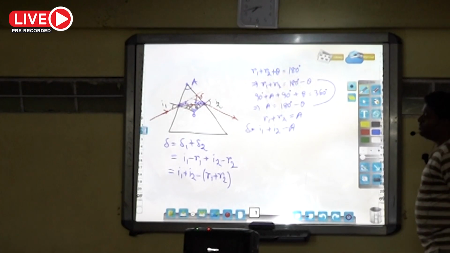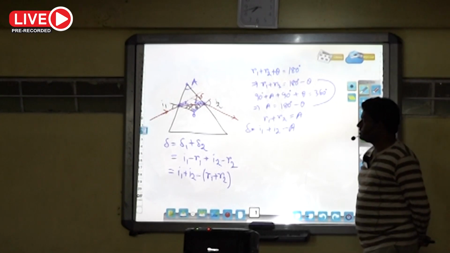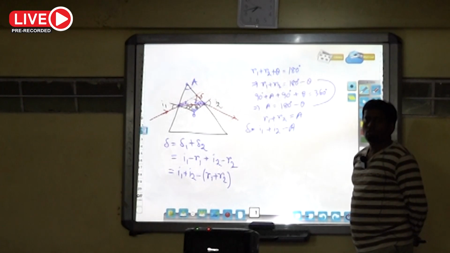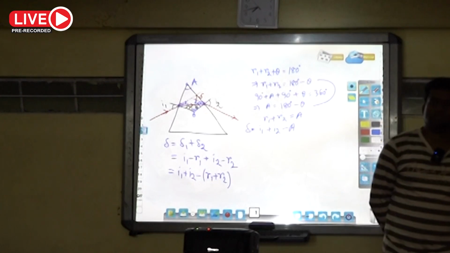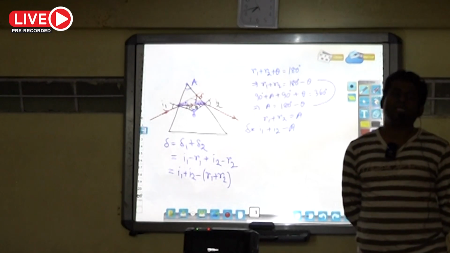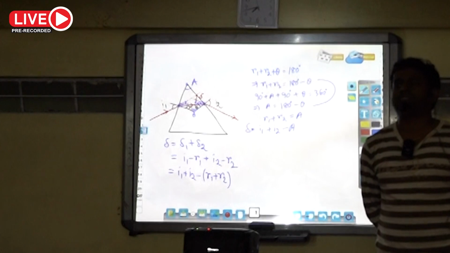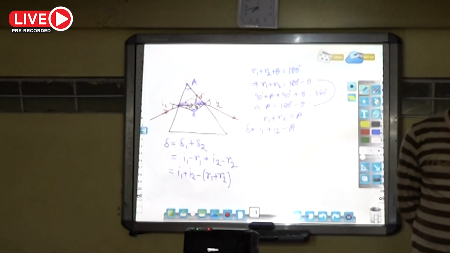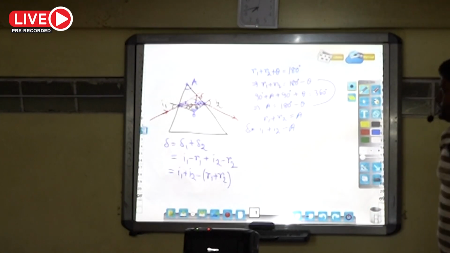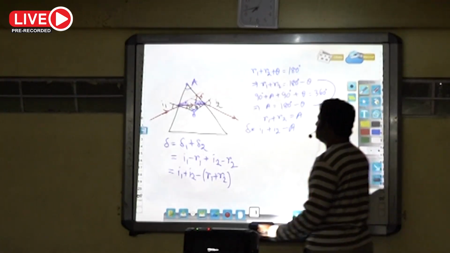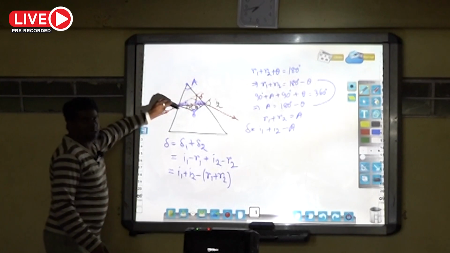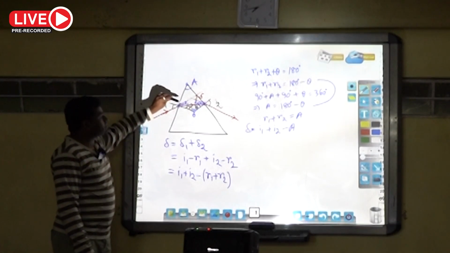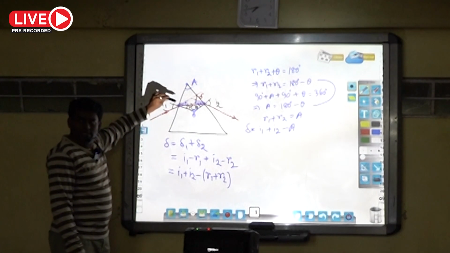Okay, now we will consider a situation: what can be the minimum value of the angle of incidence I1? That is always 0 degree. It means when the light ray is falling along the normal, the angle of incidence I1 will become 0 degree.